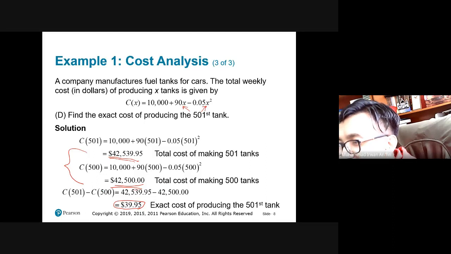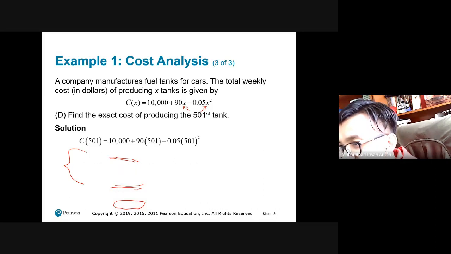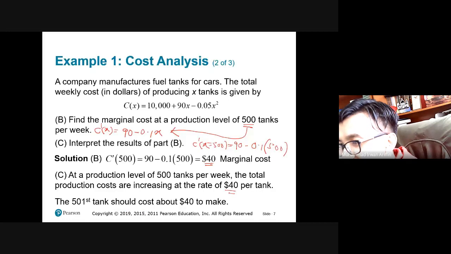However, doing this may incur additional time, isn't it? If you compare that 39.95 and $40, the difference is not that much, right? It's only 5 cents different. And this is a good thing about using derivative. Remember last time, the difference between delta y and dy? This is the actual change in y. This is the approximate change in the output.